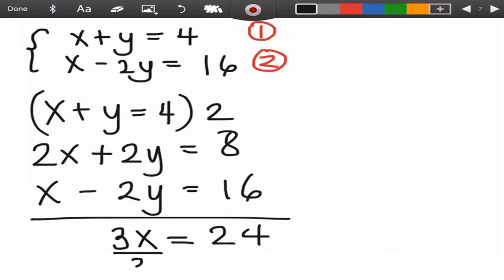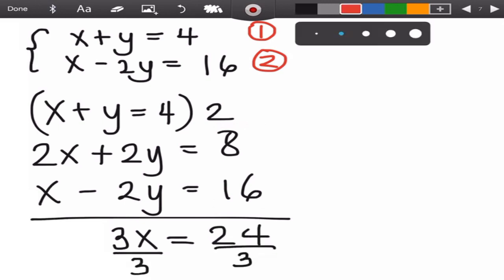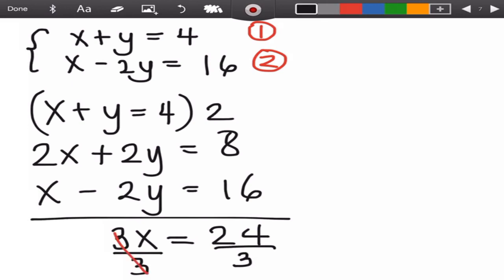And then we have 2x plus x, that is 3x, equals 8 plus 16, that is 24. Divide both sides by 3 to get the value of x. So 3 divided by 3 will become 1. So we will copy x equals 24 divided by 3, that is 8.